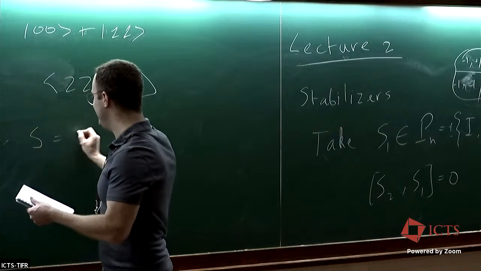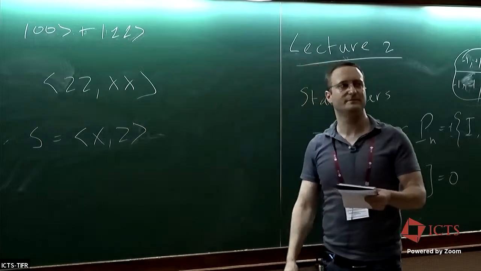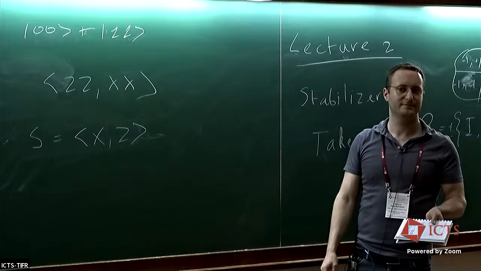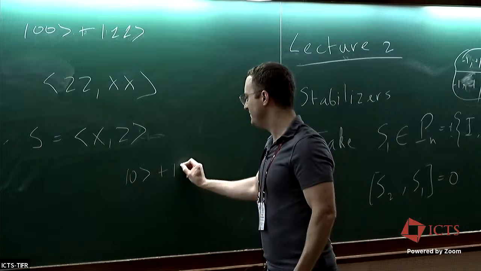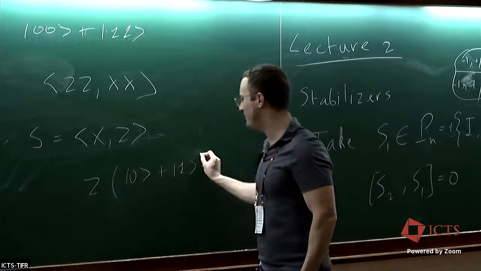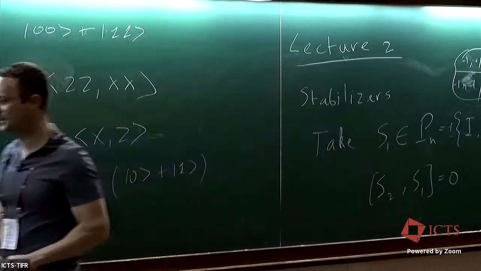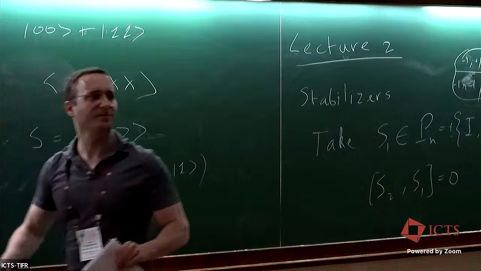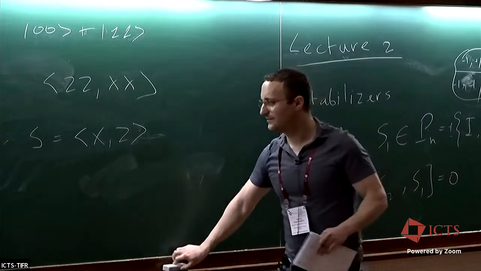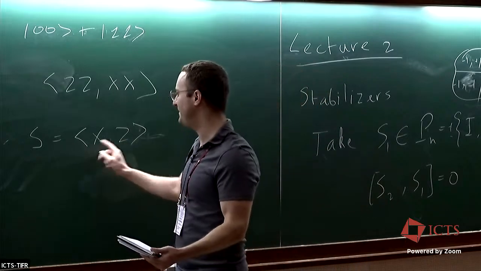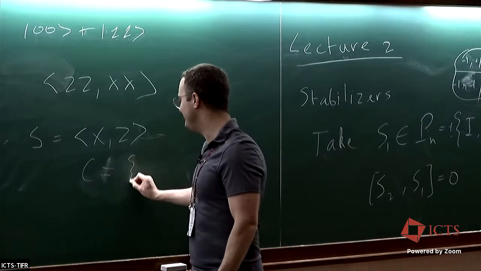And finally, what state is stabilized by X and Z? Zero plus 1. So if I apply Z to 0 plus 1, what do I get? 0 minus 1. No, so 0 plus 1 is not an eigenstate. It was a trick question. Very nice. These two don't commute. So there is no state that is specified by these two, and so the stabilizer group is the empty set, if you like.